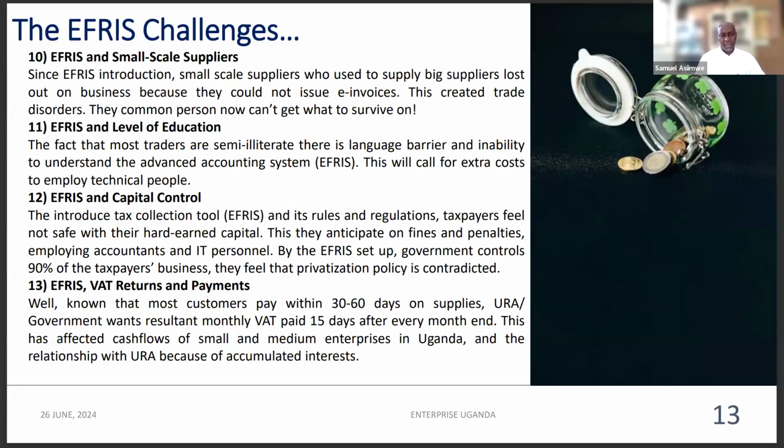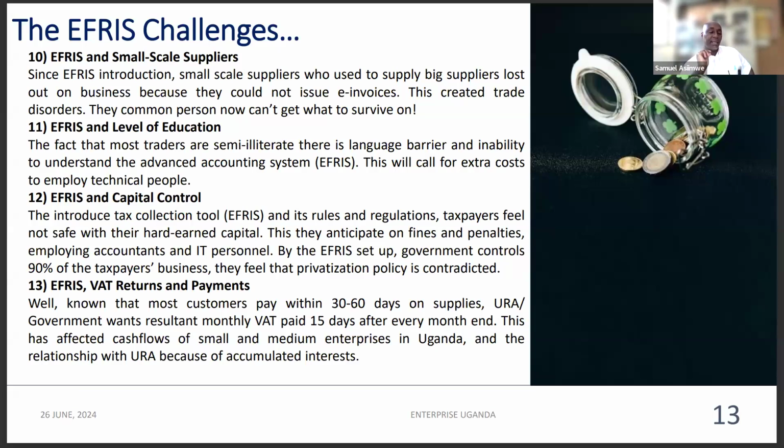The capital the taxpayers are talking about, and the way it is being controlled by the government: to the traders or main taxpayers, they feel that the government is contradicting its position on the privatization policy. Because basically with EFRIS, 90% control will be by government, because if you want to sell or do anything, the government is aware.